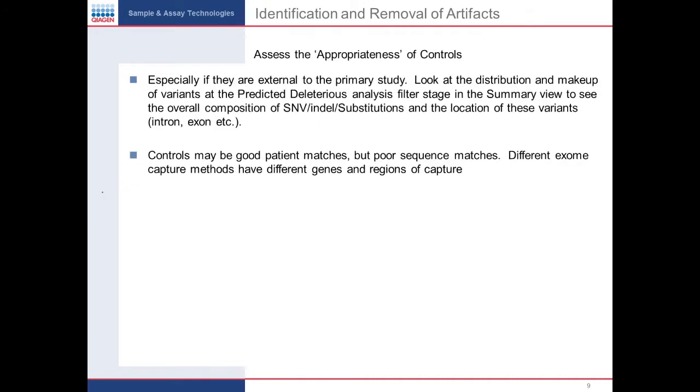Now, in talking about controls, I mentioned that some are platform dependent, and that's very true. Especially if you're taking controls from somewhere else, it's nice to know how well they mesh up with your platform. One way to do that is to look at the summary within variant analysis. You can look at the distribution and makeup of variants at the predicted deleterious filter and see how they compare. Good patient matches, if they're done on different platforms, may not necessarily be good controls. Although, again, some controls are better than no controls.